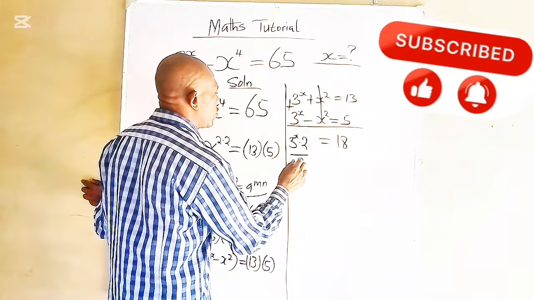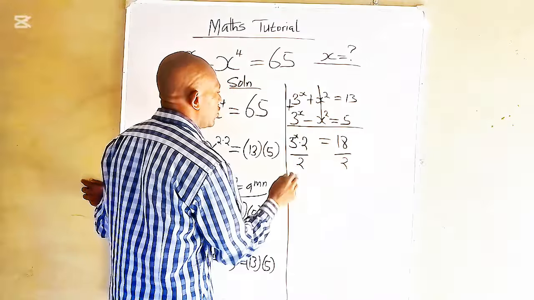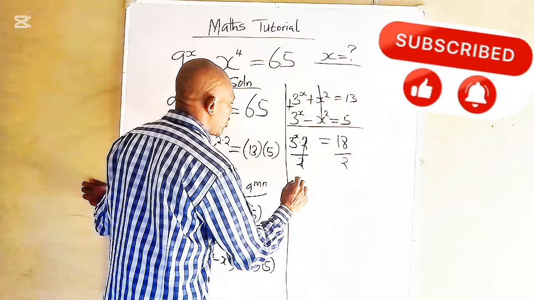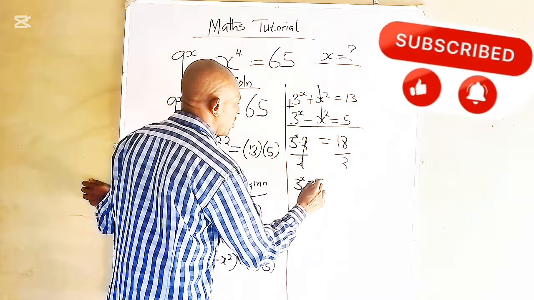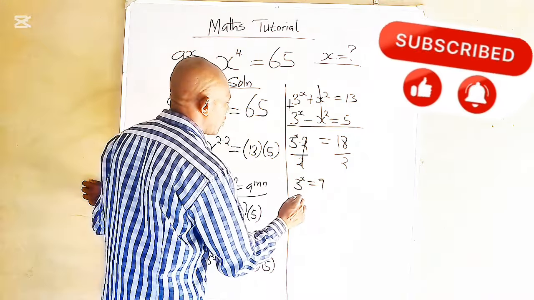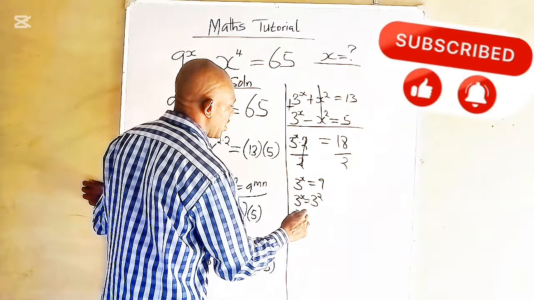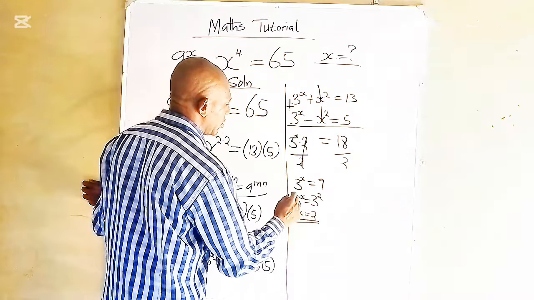So divide both sides by 2. So these two will cancel each other. In the end we are left with 3 raised to power x is equal to 9. 3 raised to power x is equal to 3 raised to power 2. Cancel the base. Our x is equal to 2.